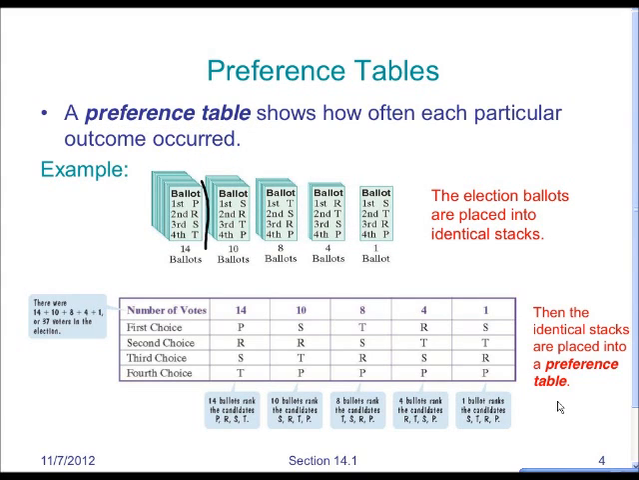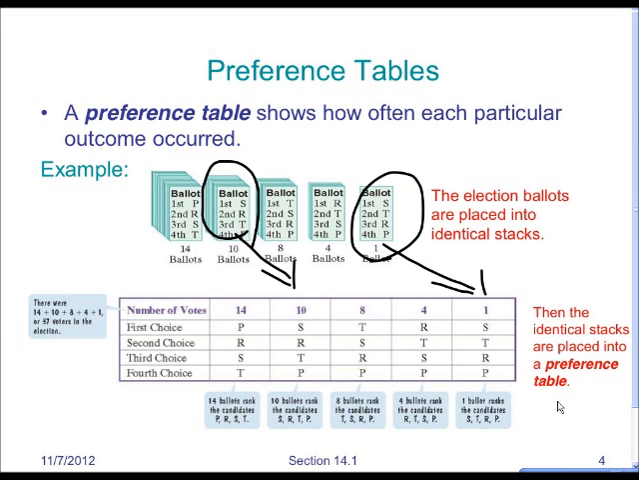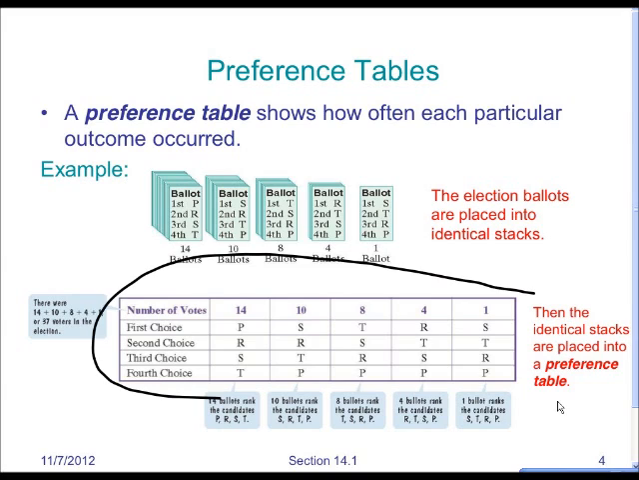So we have 14 ballots that chose Paul, then Rita, then Sarah, then Tim. 10 ballots, etc. Yes, you will need to write down this table. We're going to be using it throughout the entire section, so you are going to need this information written down.